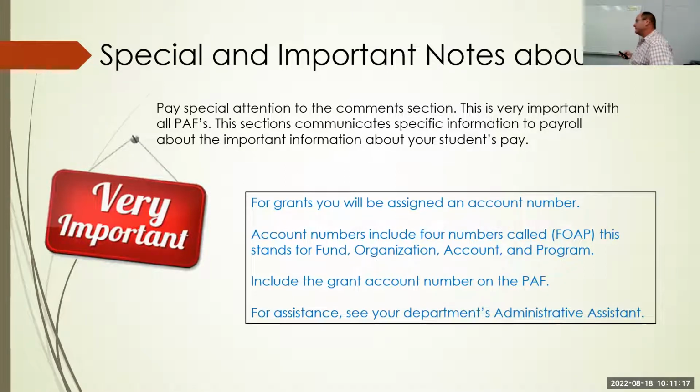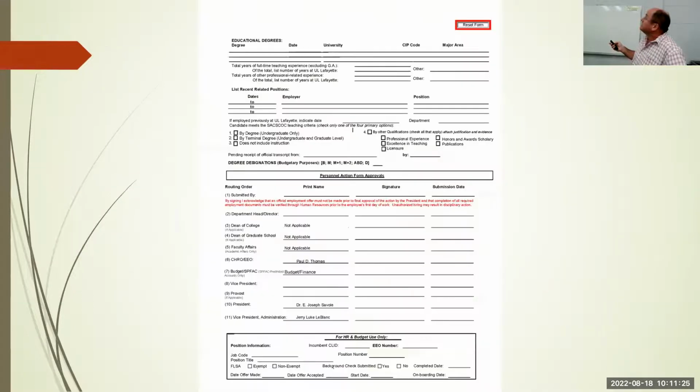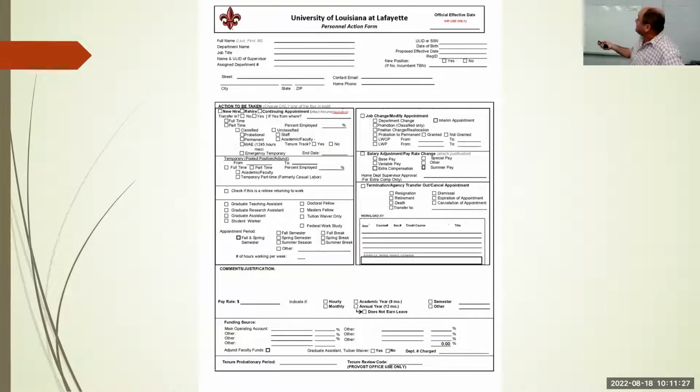Now, going back to the PAF for grants, you're going to be assigned an account number. When you fill out the PAF from earlier, in this section, you're going to have to put down your grant number. You should know what that number is. That number is going to be sent to you by SPFAC. So if you're paying them through a grant, you have to specify the funding. You do not have to, again, do that through federal work study, and you don't have to do that through a scholarship student worker.